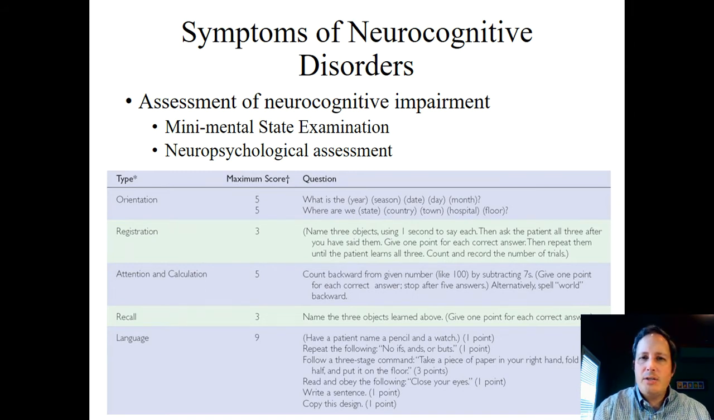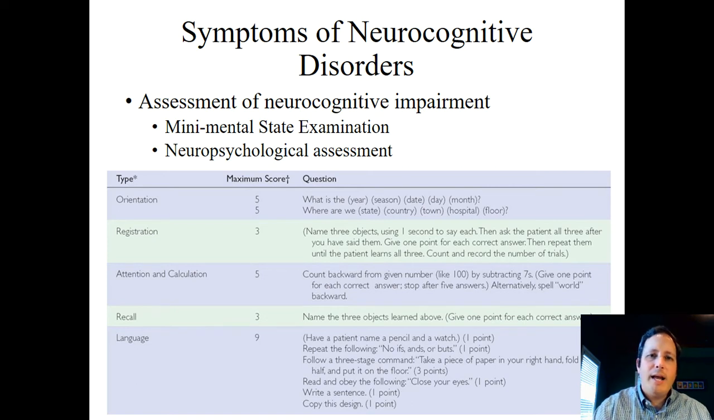Attention and calculation, you can have them count backward from a given number by subtracting 7s. And alternatively, they can spell the word backwards. So this requires a little more than just rote memory. You have to be able to actively use your short-term memory and problem-solving process to keep that in memory long enough. Your recall, name the 3 objects that you learned above in the registration part. And so you're looking at some of their long-term memory.